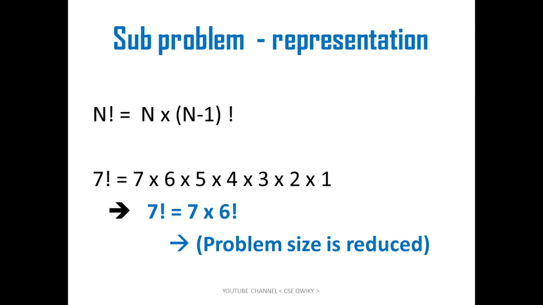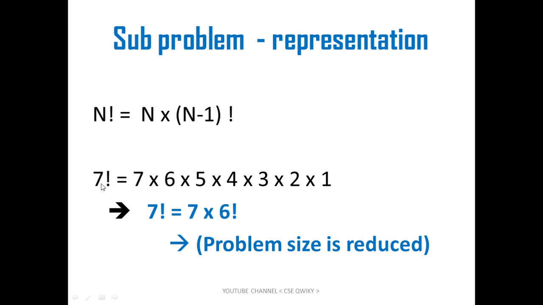In the case of recursive factorial finding, you have to identify a subproblem. Here, this is the subproblem identification. If you are asked to find n factorial, you just have to multiply n with n minus 1 factorial. So now we have n factorial represented in this format, and we just have to worry about finding the factorial for n minus 1, not for n. This is called the subproblem.